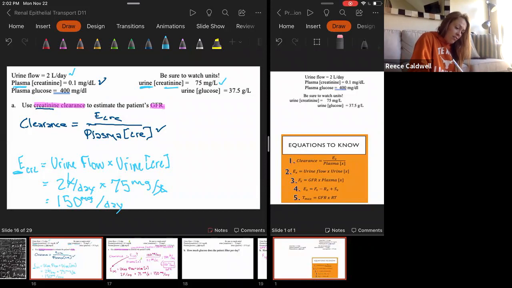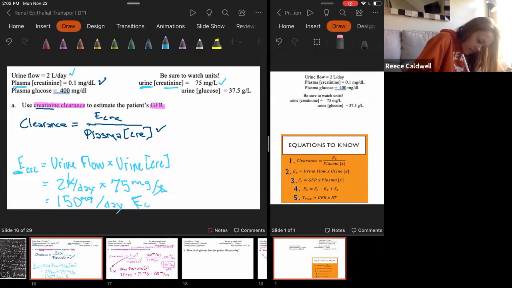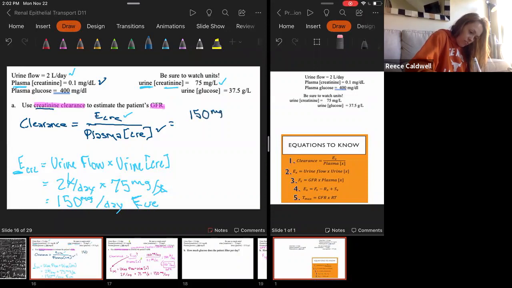So now that we have our excretion rate of creatinine, we can now go and plug that into our original equation. So what we get is 150 milligrams per day divided by our plasma concentration of creatinine, which we look over here, plasma concentration of creatinine, which is 0.1 milligrams per deciliter.